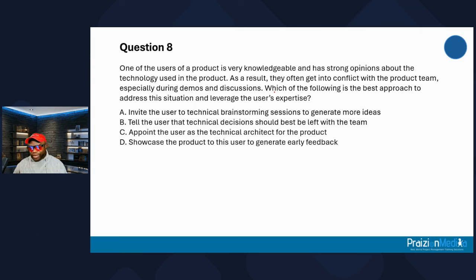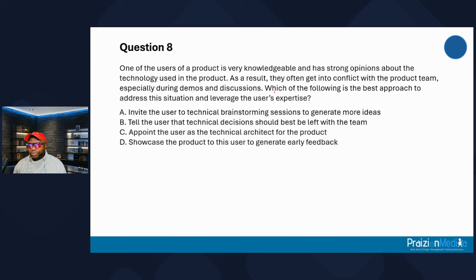This is even a very vanilla flavored question because it does not tell you this is in the world of Agile or this is in the world of predictive. It just is a project, and you've got to take it at hybrid face value. So think about it. They often get into conflict with the product team when? During demos. Hello, you are already doing that. Demos and discussions. So D, showcase the product to this user to generate early feedback. That is already being done. It's during the demo, right? It's during the sprint review.